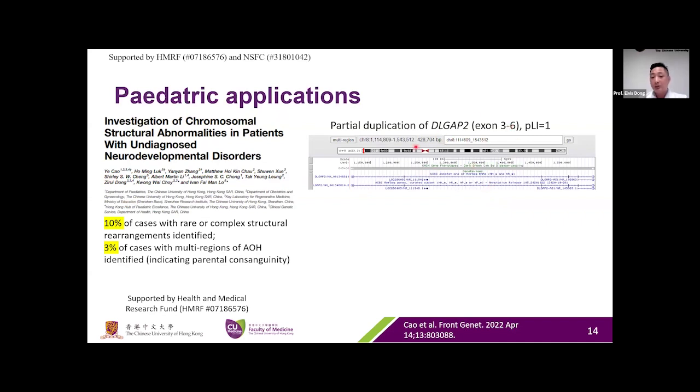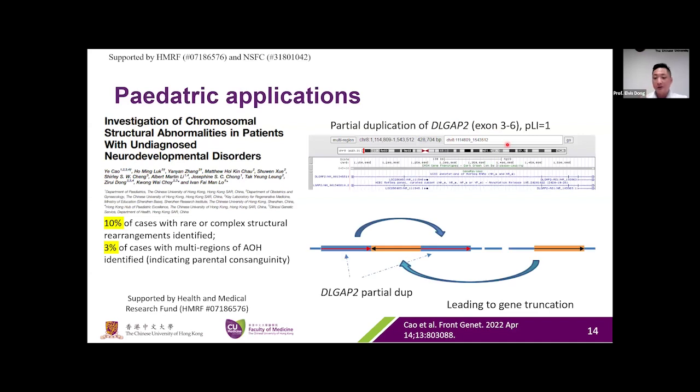This is the case with duplication of DLGAP2 involving exon 3 to exon 6, which is known to be haploinsufficient. If I just know this tandem duplication, I can't make the decision whether this gene is truly disrupted, because we don't know the location of this duplication. But the sequencing result turned out that there is a cryptic segment inserted into the exon region here, resulting in a partial duplication of this gene. So we know that the gene is truly truncated due to this insertion. Then the story will be complete rather than just an array view as a report.